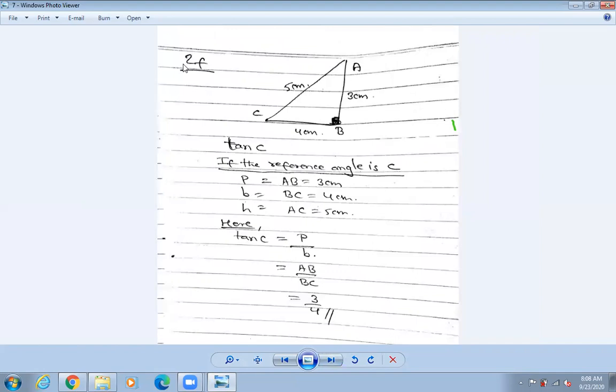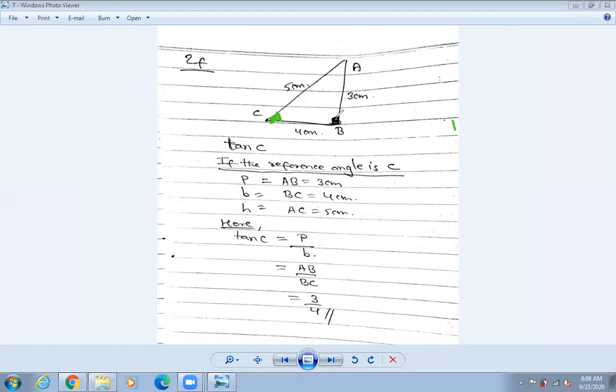Let's look at the same question number 2. So in number 2F, what is the question? Find the value of tan C. What is the reference angle here now? C is the reference angle. If the reference angle is C, let me draw the marking over here. C is the reference angle now. Our values change. Now this is the reference angle.